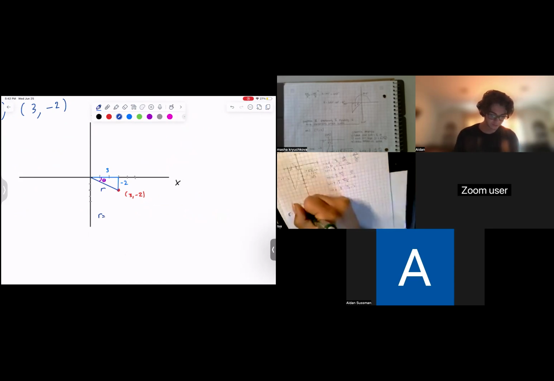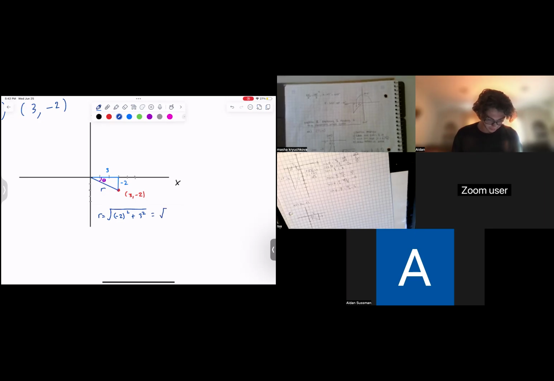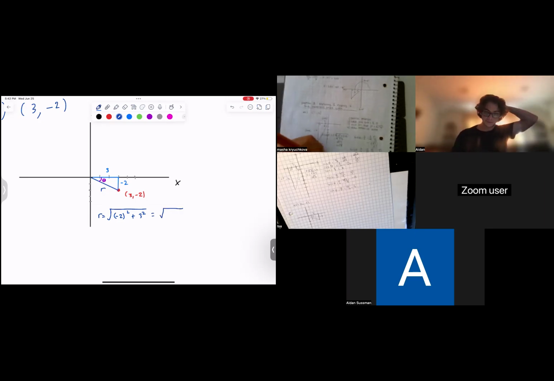So what is R equal to? -2 squared plus 3 squared. Perfect. But that's what R squared is. What is R? What do I have to do? Oh, the square root of that. Perfect. Yep. So that would just be the square root of what's 2 squared? 4. And then what's 3 squared? 9. All right, so that's the square root of 13.